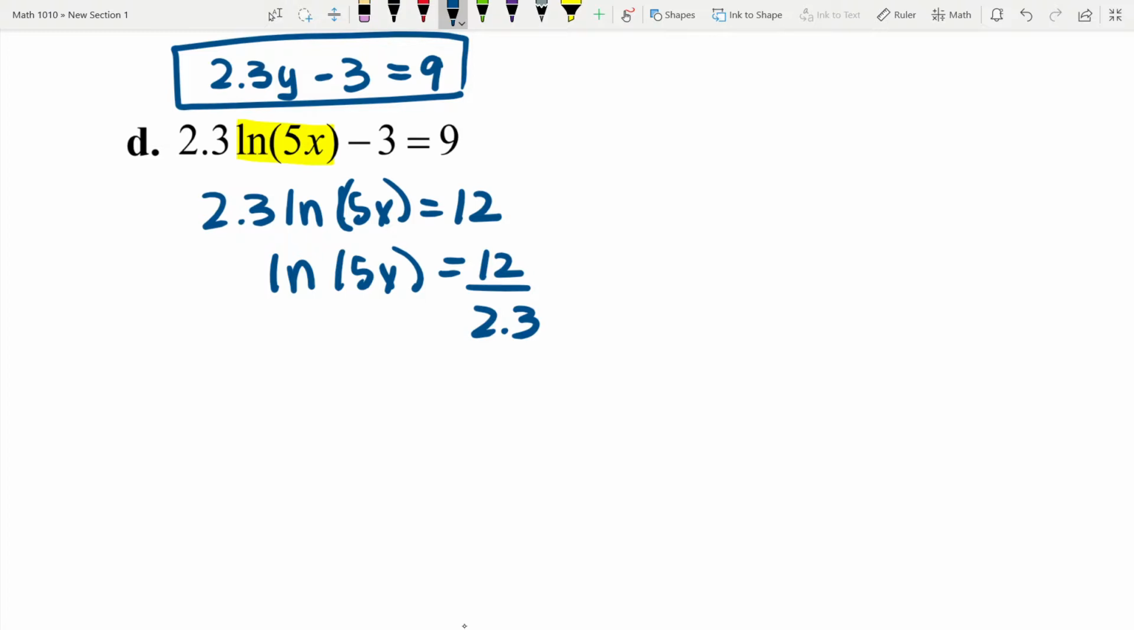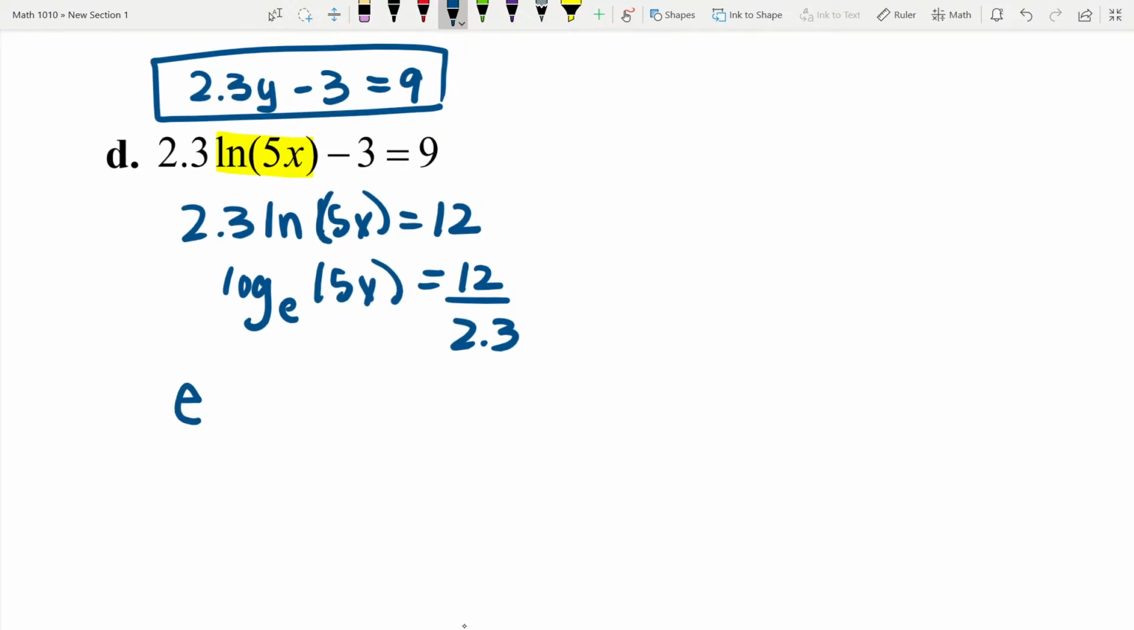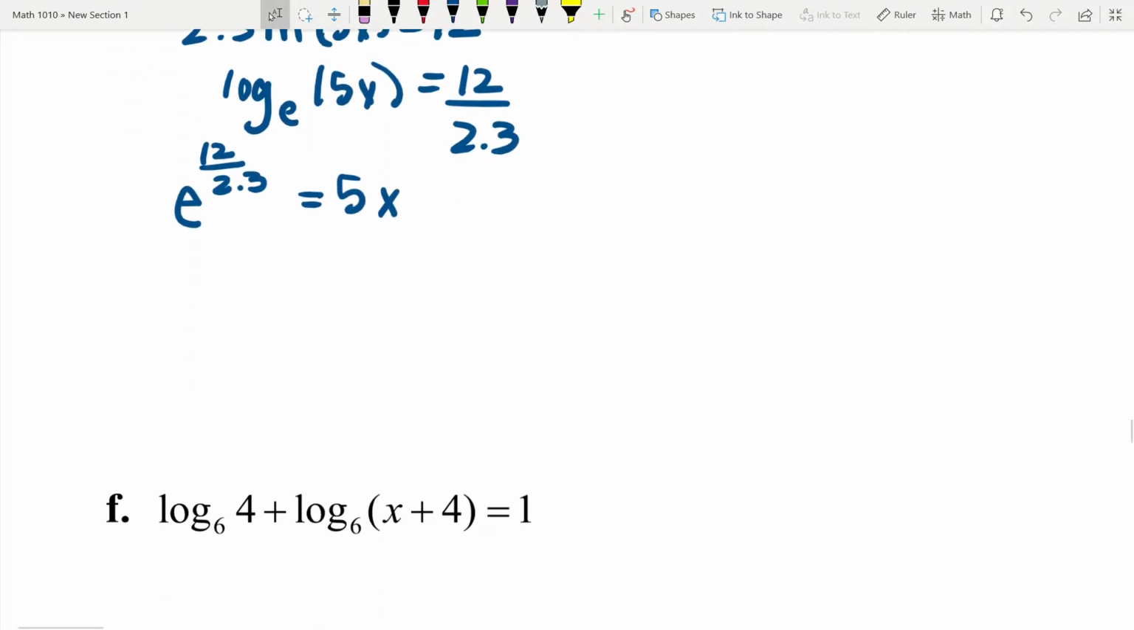It's okay. ln is not scary or weird. Everybody erase ln and replace it with, what would I replace it with? Log base e. We're stuck. All we have on the left-hand side is the log. When you're stuck, you convert. So it would be e to the 12 over 2.3 is equal to 5x. Don't let that fraction freak you out. It's okay. Divide by 5, and you get x equals e to the 12 over 2.3 divided by 5.